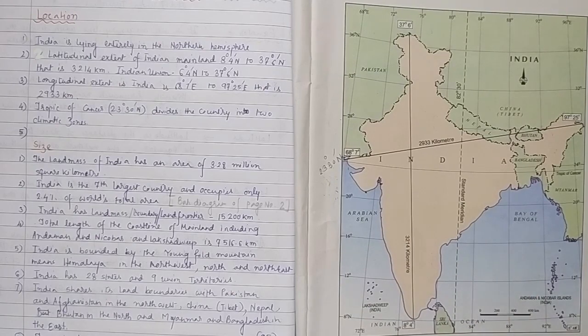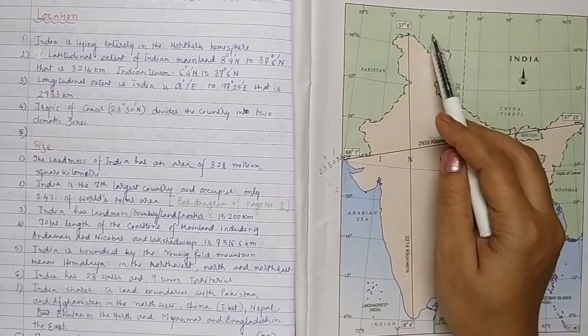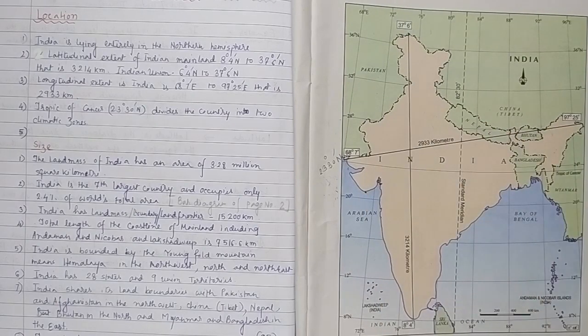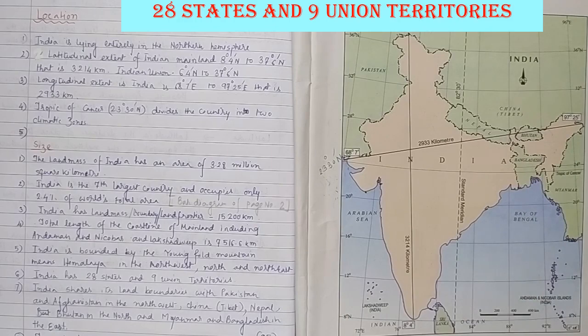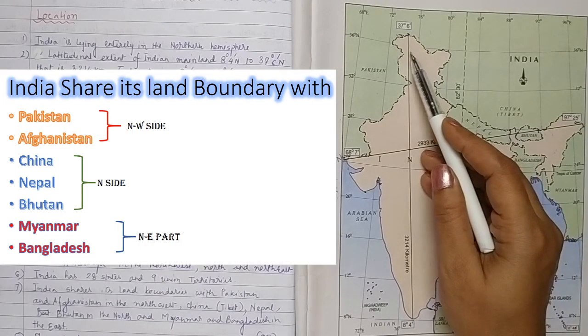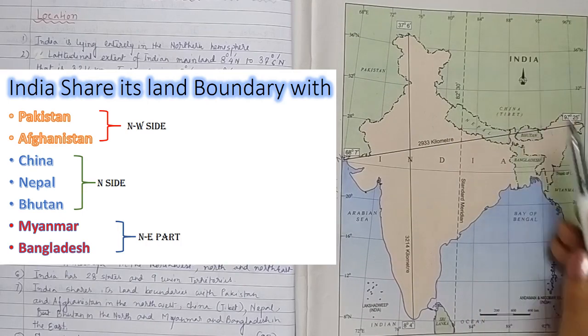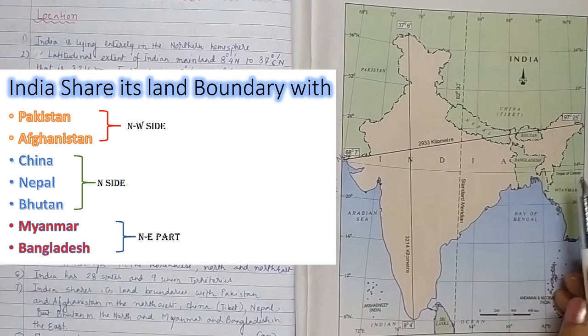The total length of the coastline of the mainland including the Andaman Nicobar Islands and Lakshadweep is 7,516.6 kilometer. India is bounded by the Himalayan mountains in the northern side, northwest side and the northeast side. India has 28 states and 9 union territories. I am going to repeat, India has 28 states and 9 union territories.